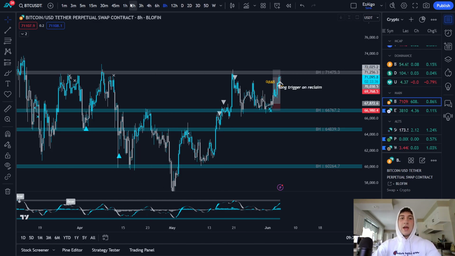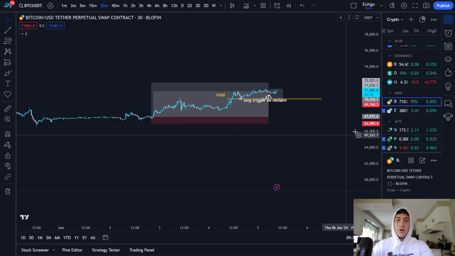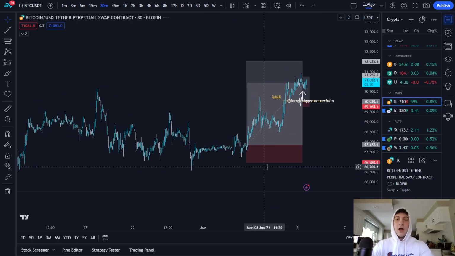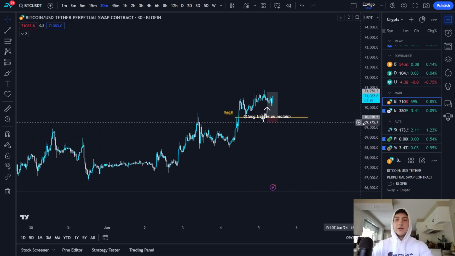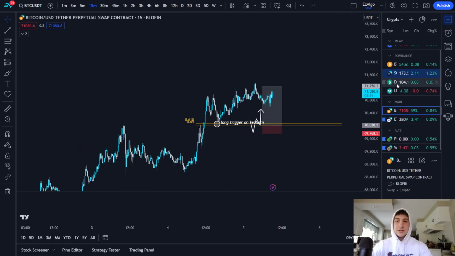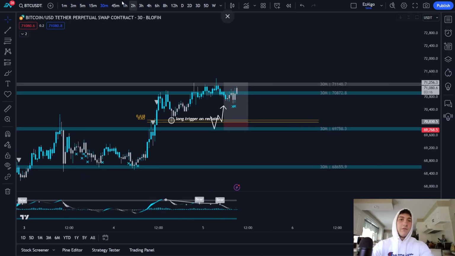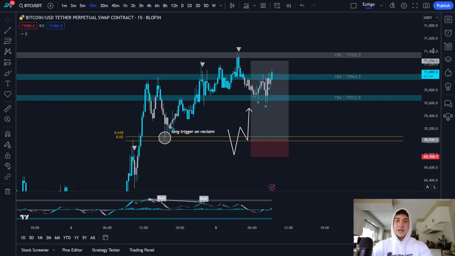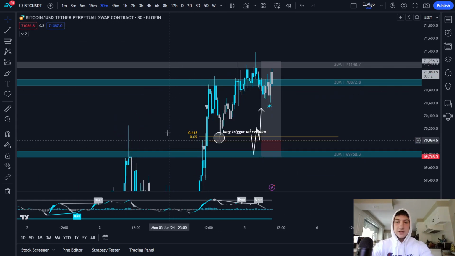But let's go to a lower time frame here. On a lower time frame, even though we're already long, I'm looking to take another scalp long here pretty soon, right? If my confluences are met, I'm looking to take a scalp long here on Bitcoin as well, right?